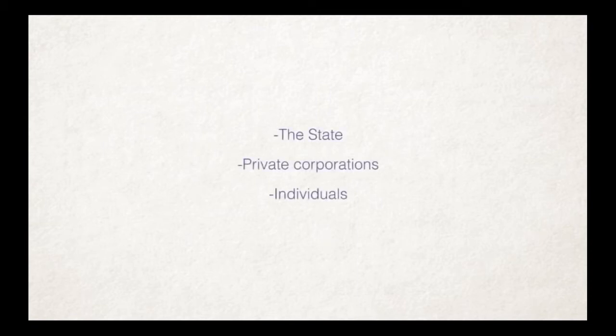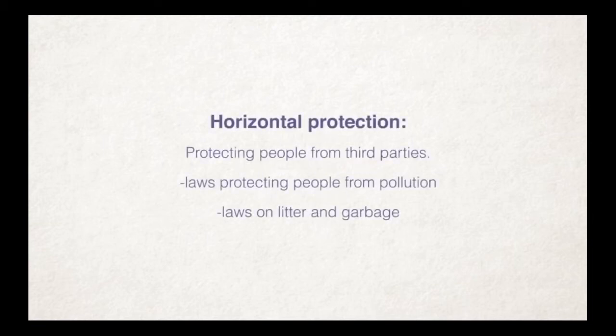Obviously, the state is the main duty bearer, but when it comes to pollution, it is often private companies who pollute, or individuals who litter and throw out garbage. In order to ensure a clean environment, there needs to be strong horizontal protection. That is, protecting people from violations by third parties, and this is done by having strong laws on pollution, disposal of garbage, keeping water clean, and so on. Unfortunately, in Southeast Asia, few governments have strong laws, and those that may have laws are weak on protecting them. Let's hear from an expert about these pollution problems in Southeast Asia.